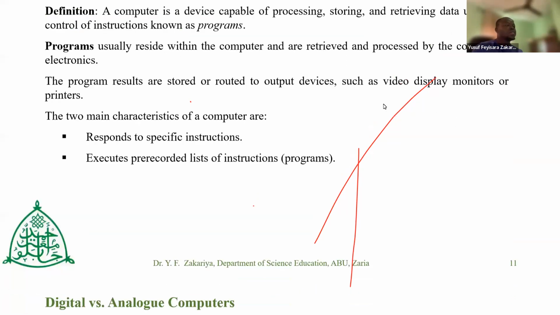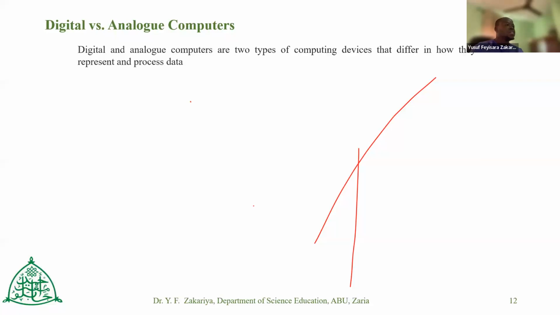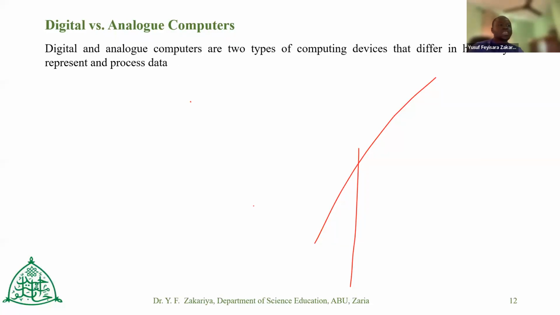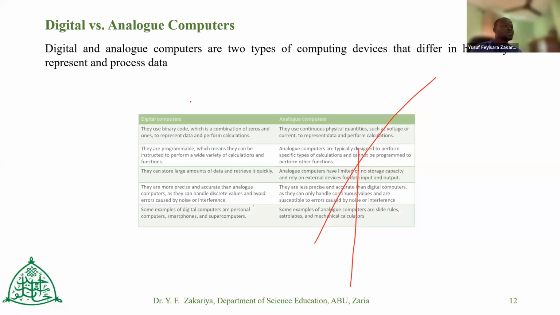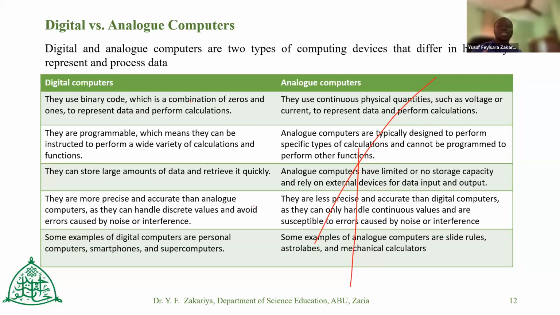So still on this, it is important for us to make a distinction between digital and analog computers. Digital and analog computers are two types of computing devices that differ in how they represent and process data. And this here gives you a more comprehensive contrast between digital computers and analog computers.